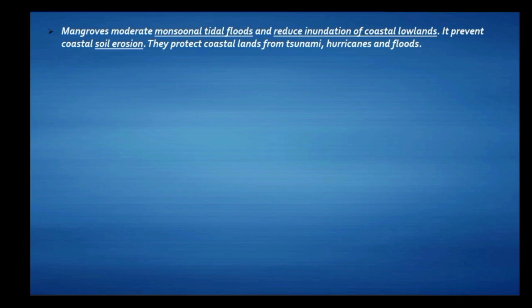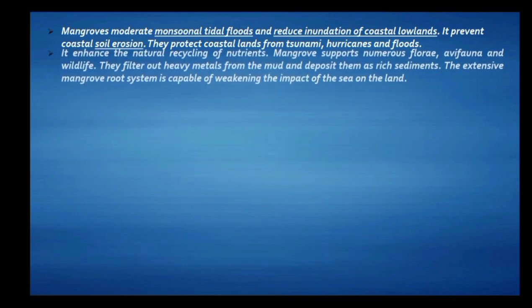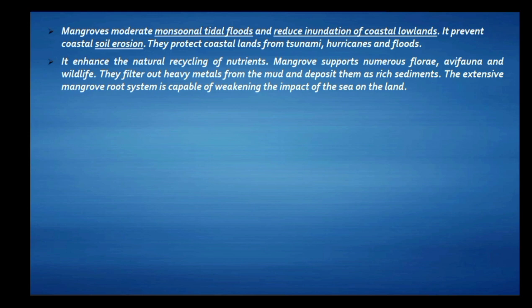Mangroves moderate monsoonal tidal floods and reduce inundation of coastal lowlands. They also prevent coastal soil erosion. They also protect coastal lands from tsunamis, hurricanes, and floods, and enhance the natural recycling of nutrients. Mangroves support numerous flora, avifauna, and wildlife. They filter out heavy metals from the mud and deposit them as rich sediment.